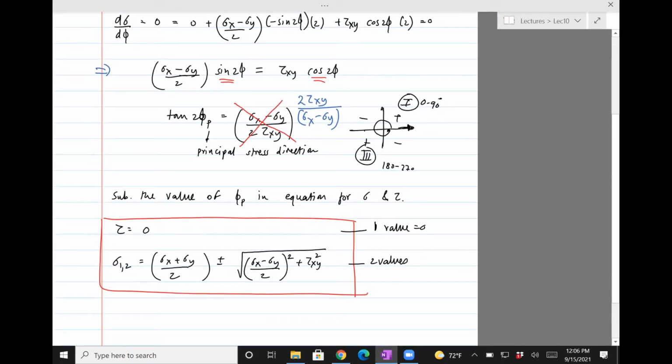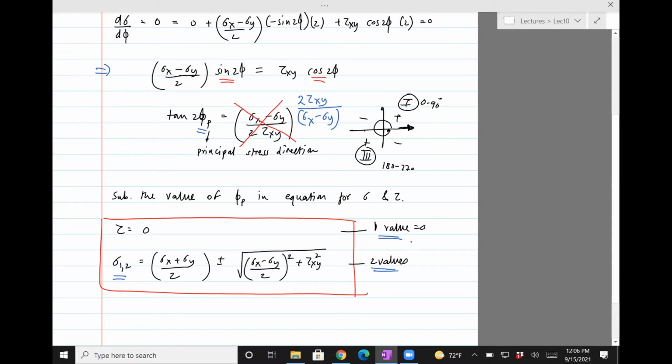Now, once you have the expression for the direction at which sigma attains a maximum value, we call it phi p, we can substitute that value in the expression for tau, and it simplifies to zero. Which means that when the normal stress attains a maximum value, sigma one and sigma two, which I've written down here, the shear stress is zero. So there are two values, and the shear stress is just zero.